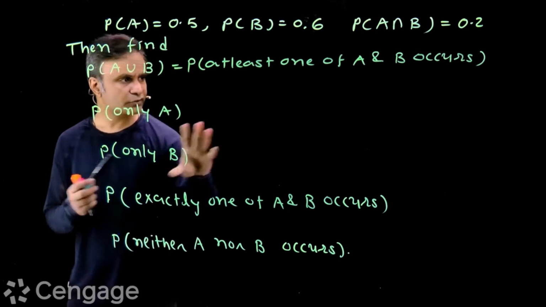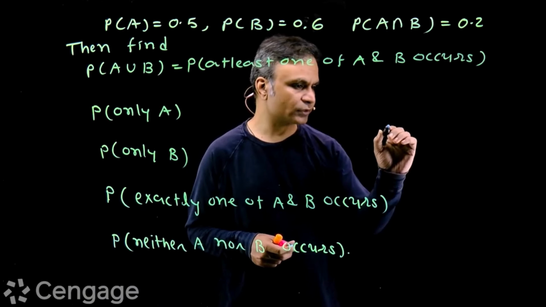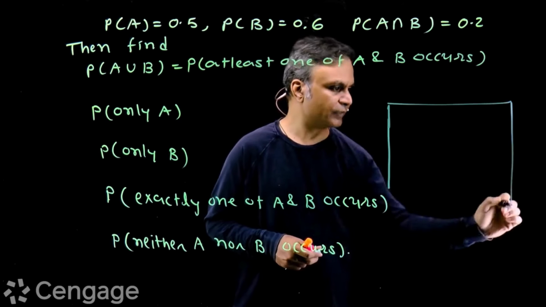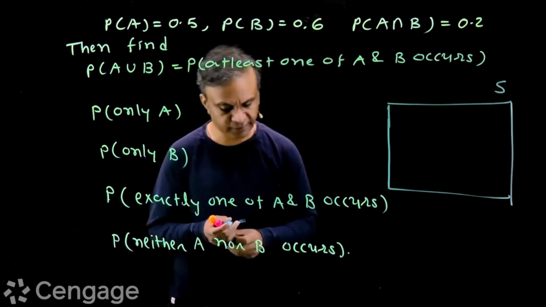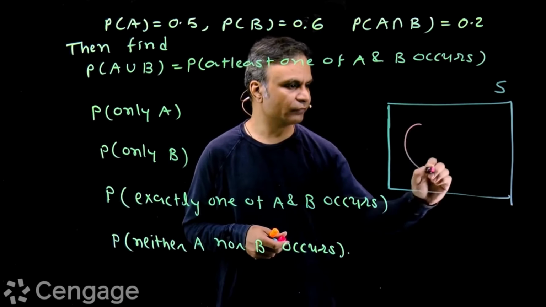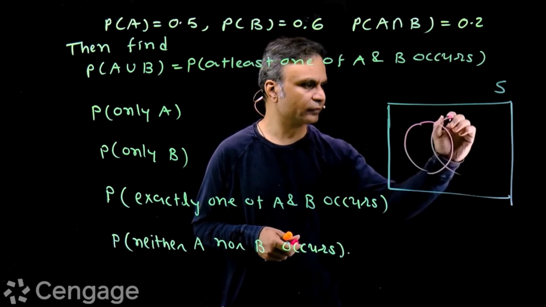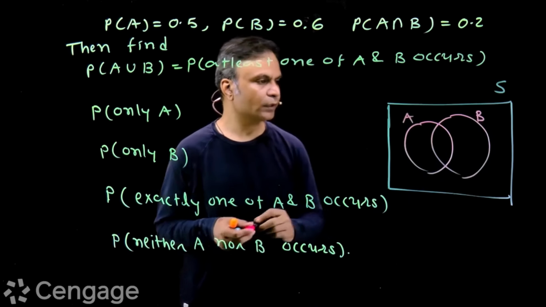Venn diagram से ये equation बहुत आसानी से हो जाएगा. We have an easier solution using a Venn diagram. Here we have sample space S. Events A and B are subsets of S. So here we have event A and event B. This is event A, this is event B.